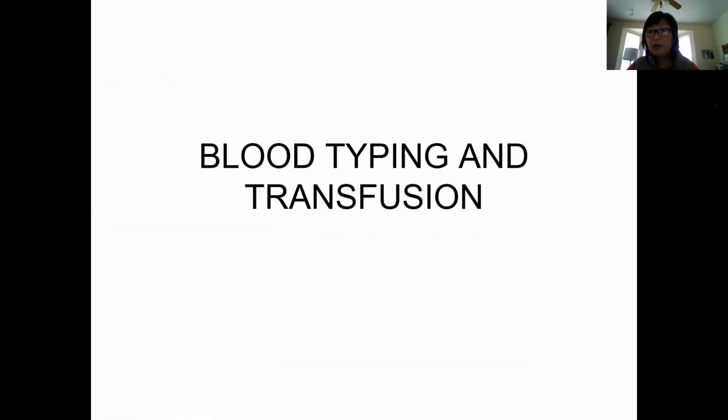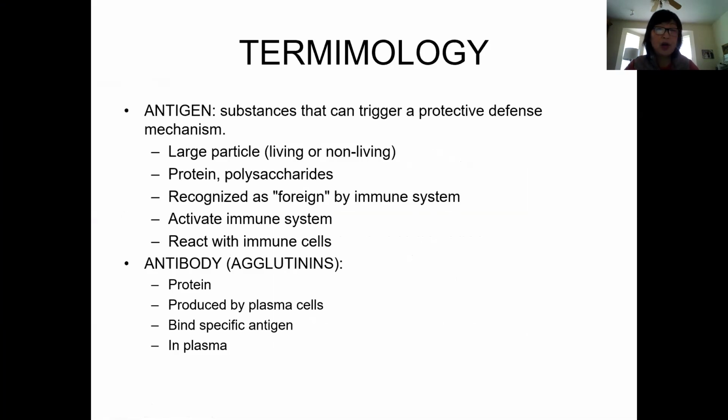All right, so blood typing and blood transfusion. Okay, before we start, there are some terms you need to know. Number one is antigen. When you talk about antigen, it's something big. It can be a protein, it can be a sugar molecule. And this substance can trigger the protective defense mechanisms. That's called antigen.